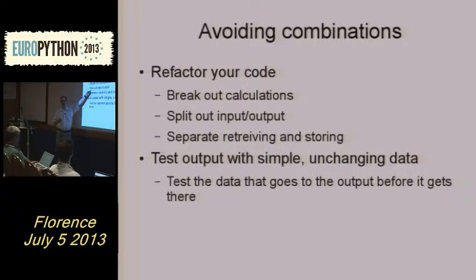Always make sure that you split out your outputs and inputs and test them separately. Separate retrieving information from storing information in your own code. And when it comes to the outputs, test the output with simple, unchanging data. Don't put the information you're actually wanting to output on the channel, because that's usually hard to test. But if you have very simple data, you can check that your output channel works, and then what you put on it is tested as components inside your program.